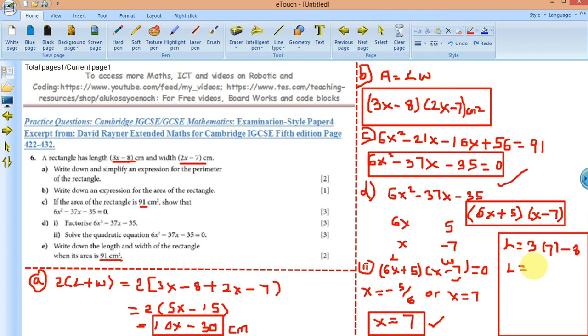And the width there is 2x minus 7. So that will be 2 into 7, minus 7. And that is 14 minus 7, right? So the width will be what? 7 centimeters. Okay guys, this is the end of this tutorial, and yeah, hope everything is pretty cool.